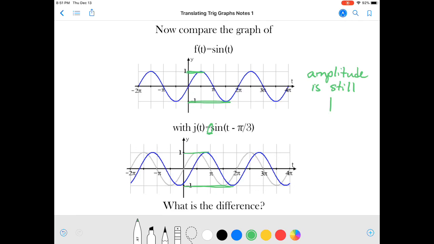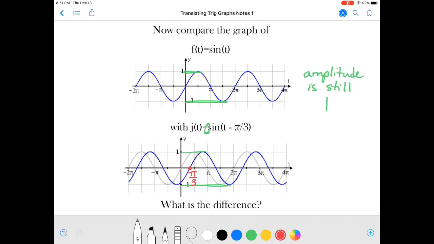But what is different about the new graph? Does it look any wider than the old one? Has the period changed? No, the period is the same, but the graph has shifted over to the right. Because the new number that is being subtracted from t is pi over 3. Pi over 3 is the amount that the graph has shifted.